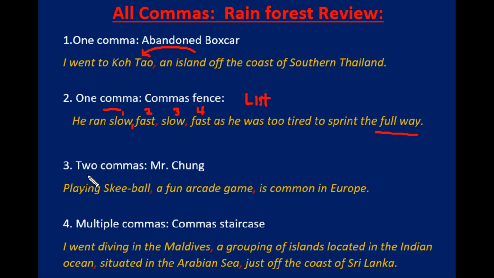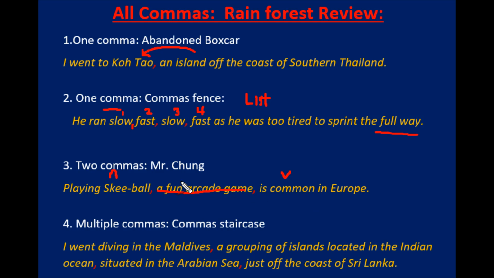Let's take a look at number three. Number three is two commas. It's Mr. Chung. What's between the two commas is non-essential information that separates the noun away from the verb. When you cross it out, the sentence should still be complete. Here's the full sentence. Playing skeet ball, a fun arcade game, is common in Europe. Cross out the Mr. Chung comma splice, and we have playing skeet ball is common in Europe.